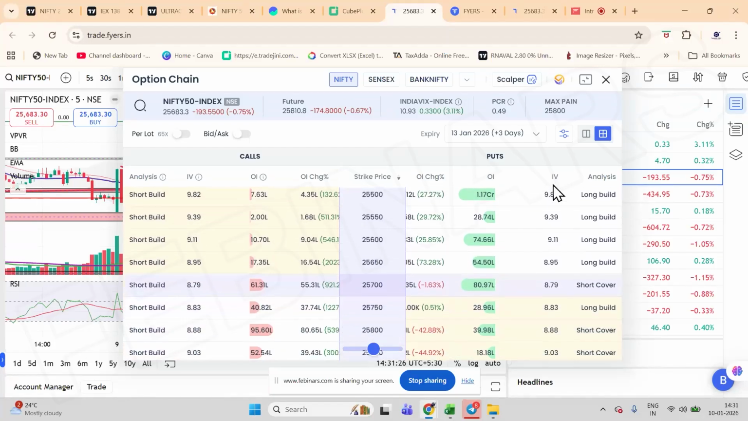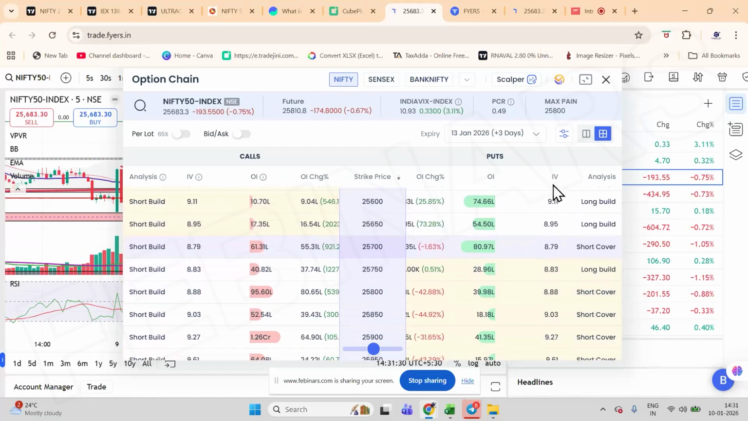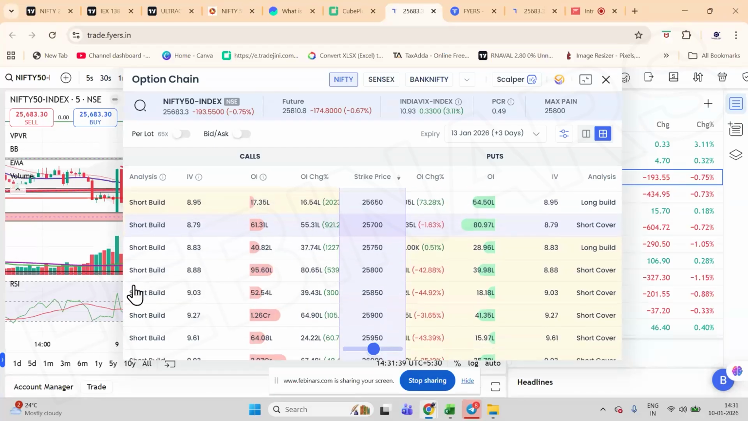Short covering has been done in the 25,700, 800 in the puts, 25,900. So it's very tough to hold the markets for the next week on the rises. It's a sell on rise market.